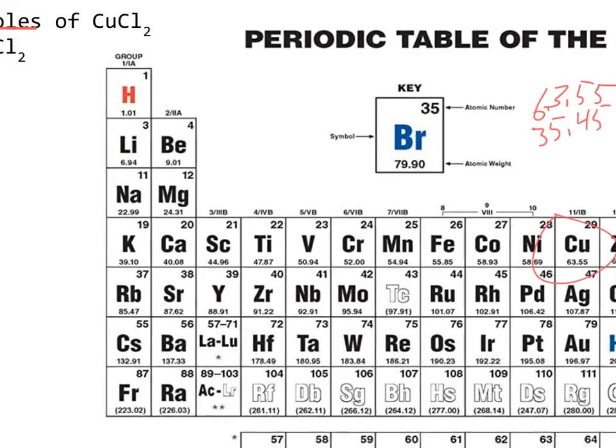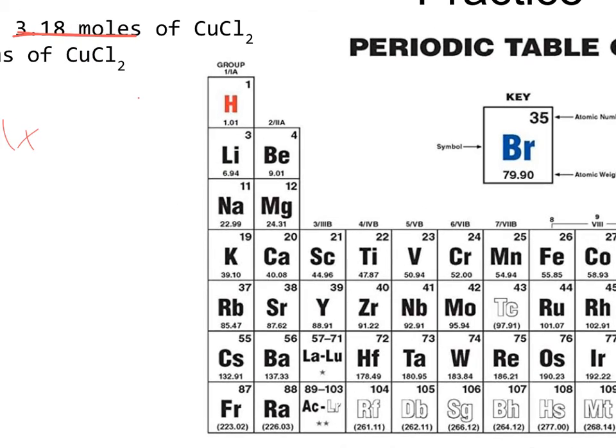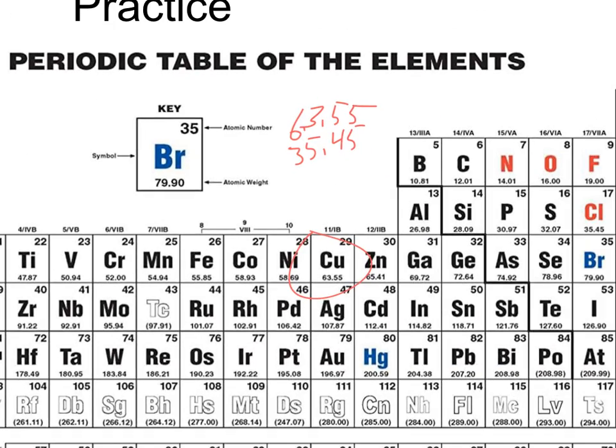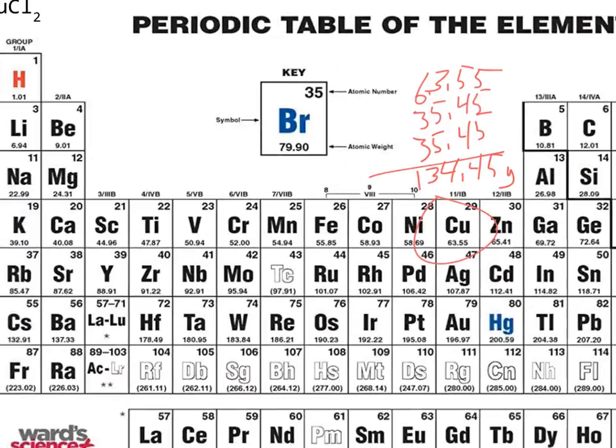And then actually this is CuCl2. So I have to add that in twice, or you could have multiplied it by 2. Either way it works. Okay, so we add all that together, 63.55 plus 35.45 plus 35.45 equals 134.45 grams. That's 1 mole.